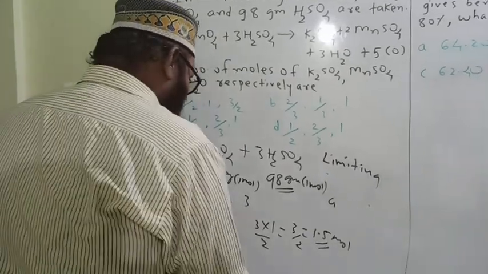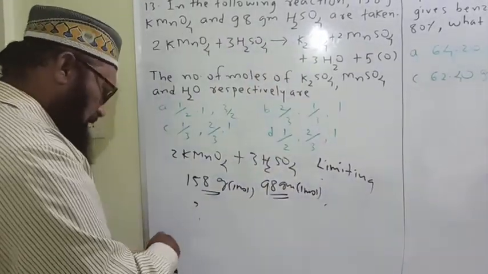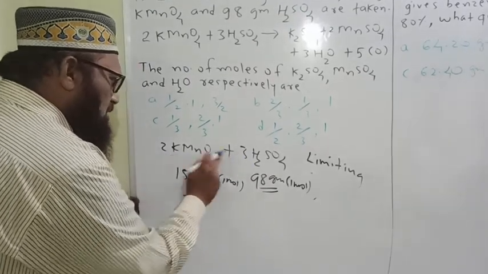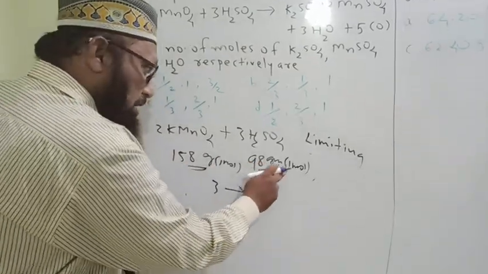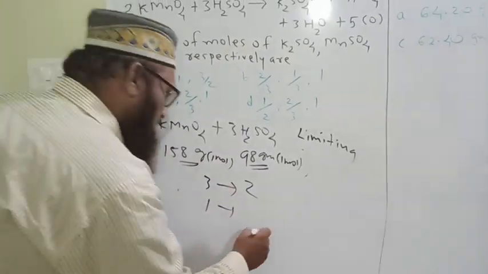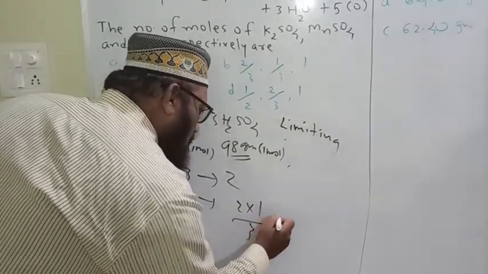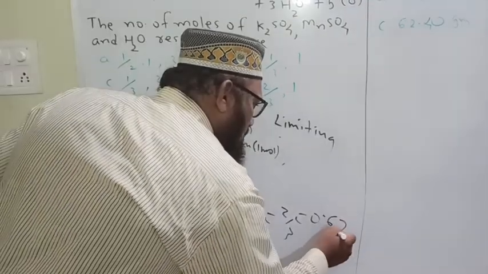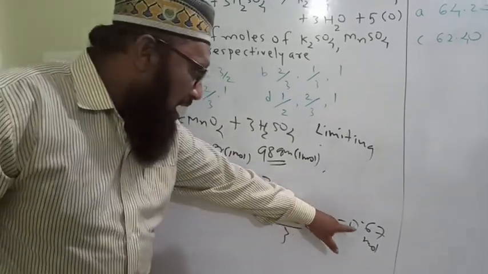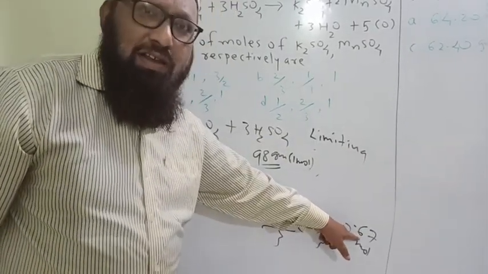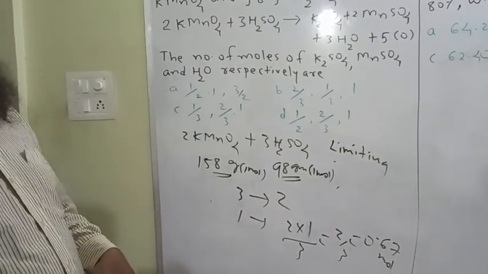In another way, I can also prove why H2SO4 is the limiting reactant and KMnO4 is in excess. Let us see. Stoichiometry tells us 3 mole of H2SO4 requires 2 mole of KMnO4. Then 1 mole of H2SO4 requires 2 into 1 upon 3, 2 by 3, 0.67 mole. But how much is available? 1 mole is available. Required is 0.67. That's why H2SO4 is the limiting reactant, KMnO4 is the excess reactant.